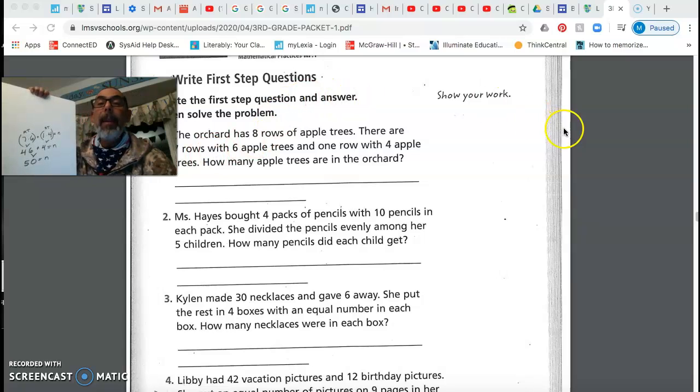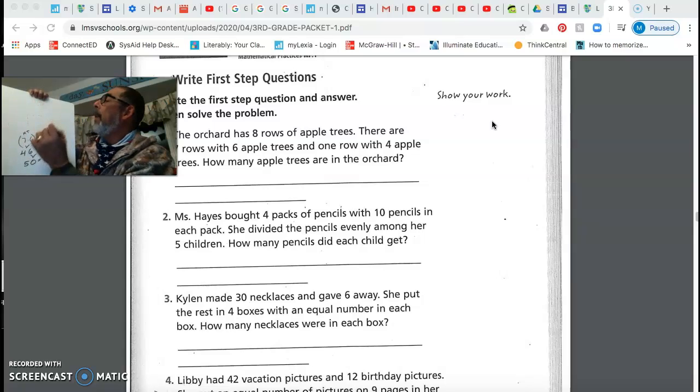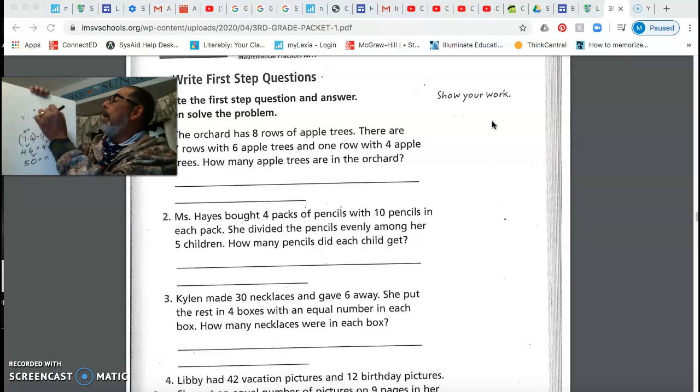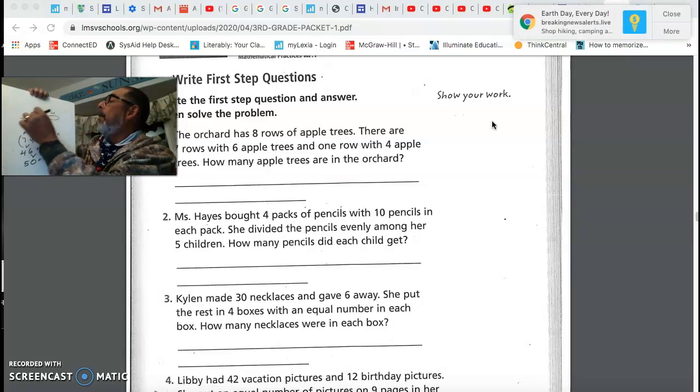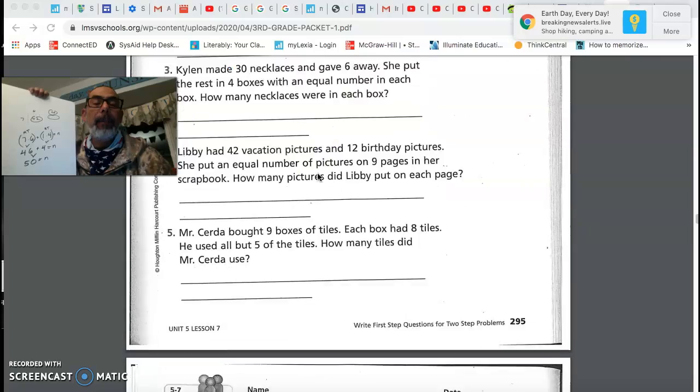If they need to make an array, they can do a 7 by 6, 1, 2, 3, 4, 5, 6, 7. They need to do a 7 by 6 and a 1 by 4, which is pretty easy. They can do that as well. Make sure that they're showing their work, drawing a picture, they have an equation, and then the answer.